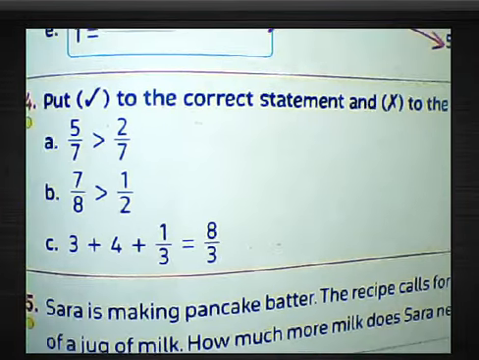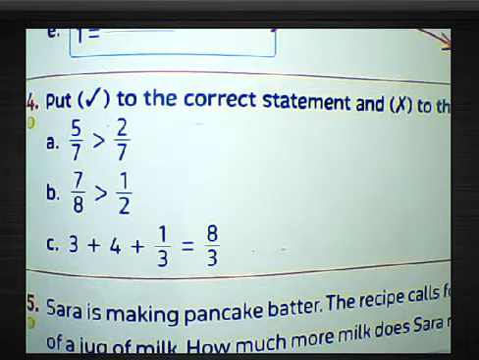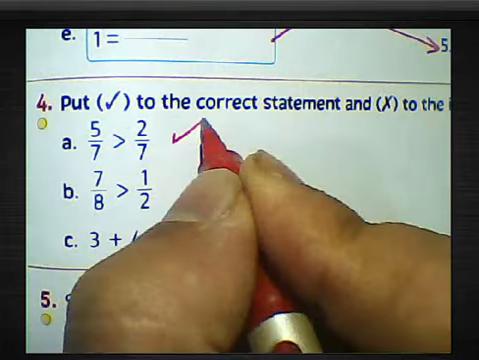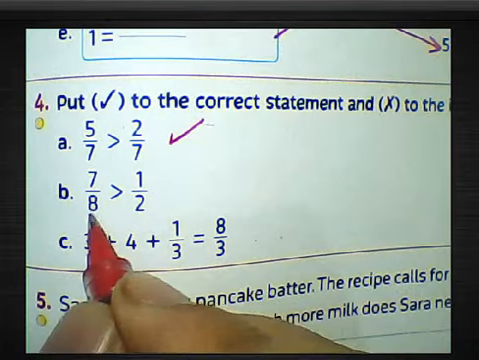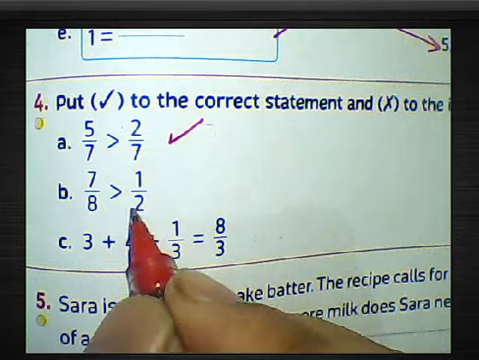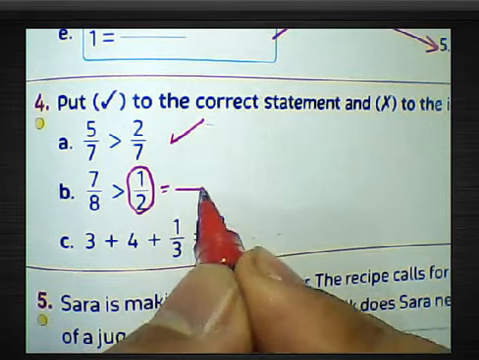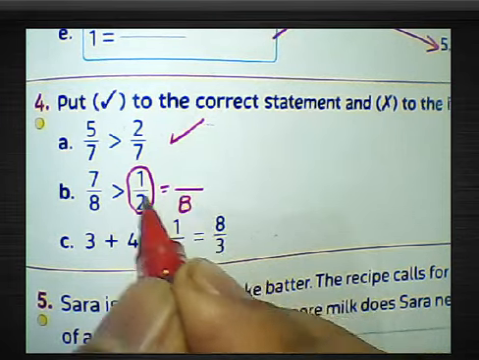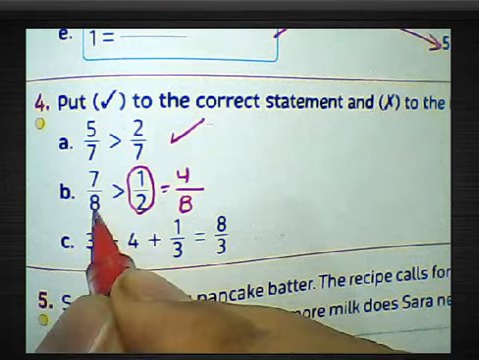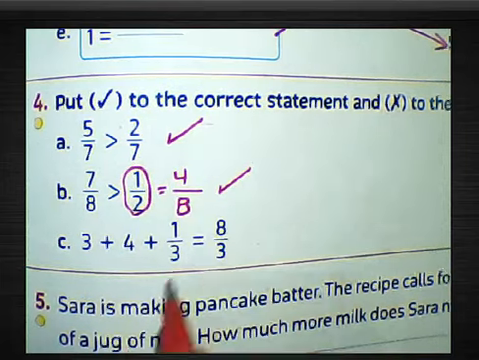Put true or false. 5 over 7 greater than 2 over 7. It's true. And 7 over 8 greater than half or not? We know half, what will it be? 4 times 2 equals 8 and 4 times 1 equals 4. So 7 over 8 greater than 4 over 8 is true.